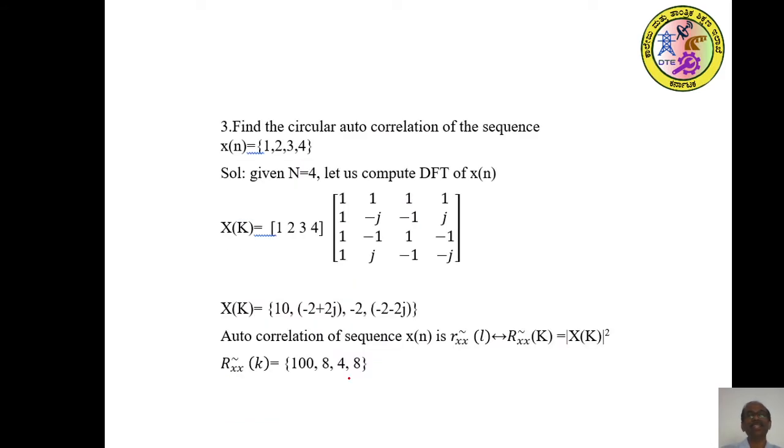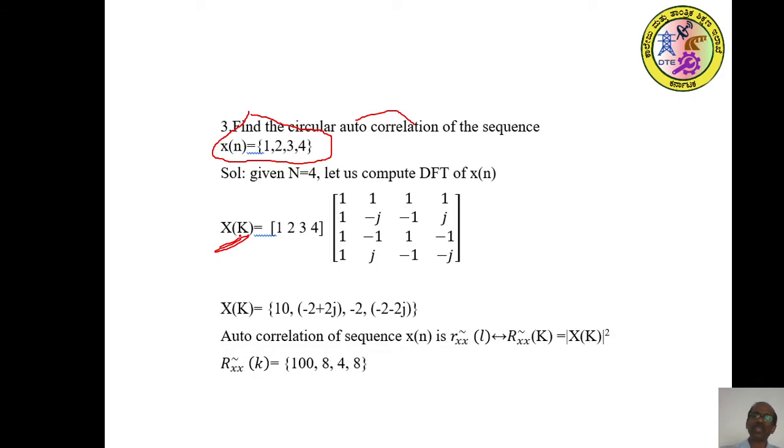Next, these are the equations given: sin theta, cos theta and all. But you can expect a problem with arrays. See the beauty of arrays. The data given is x of n equal to 1, 2, 3, 4 and they have asked us to calculate the autocorrelation. First step, calculate X of k.